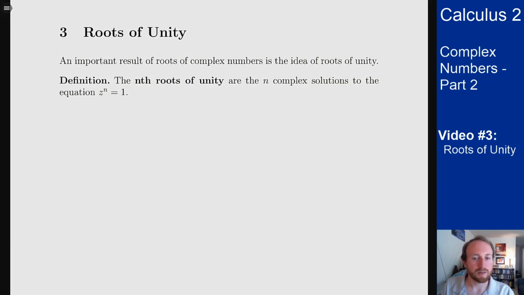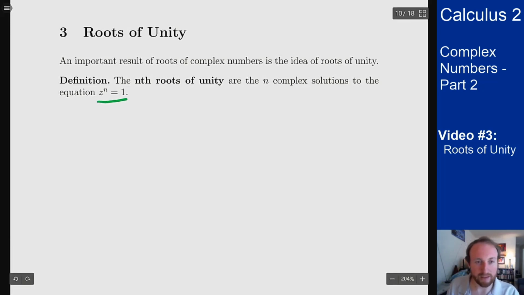In this video, we'll talk about the roots of unity as an application of roots of complex numbers. An important result in complex numbers theory, or in things you might see in classes later on, is the idea of roots of unity. So the nth roots of unity are the n complex solutions to the equation z to the n equals 1, or really they are the n complex numbers that, when I raise them to the nth power, give 1.